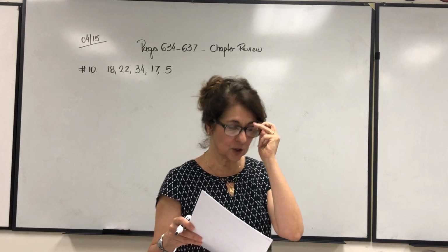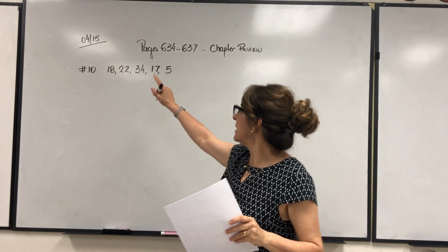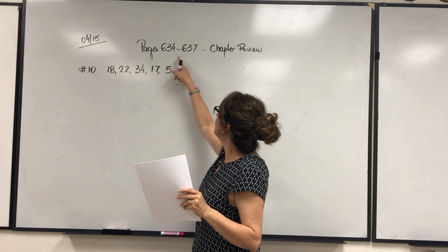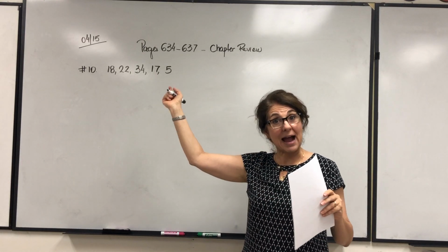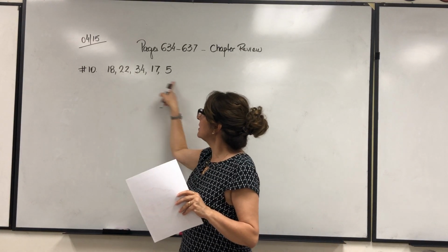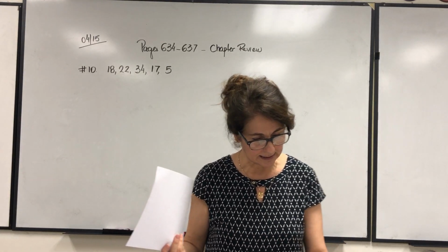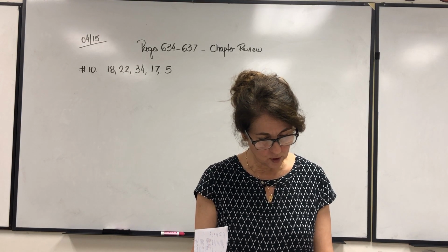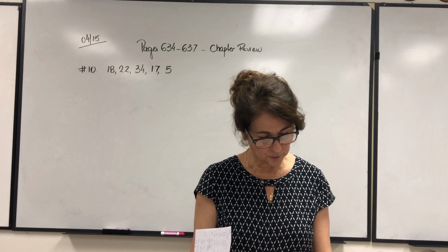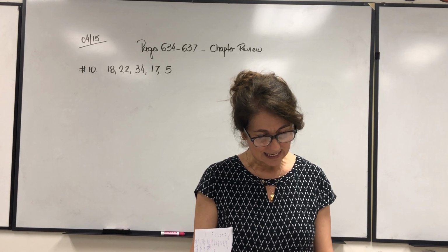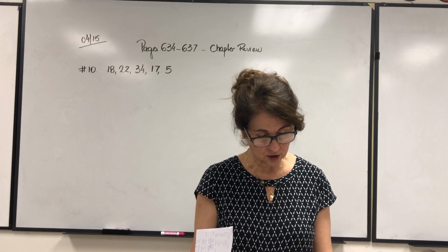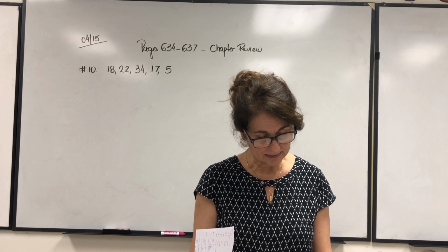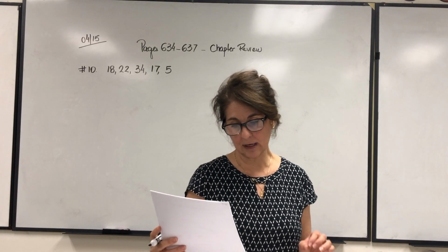So let's see. The first one I am going to work on is problem number 10 on page 635. And this is the information that I have. So let's read it. Mrs. Holler's homeroom collected 18, 22, 34, 17, and 5 cans of food each day last week. Select the appropriate measure of central tendency to describe the data and justify your answer.